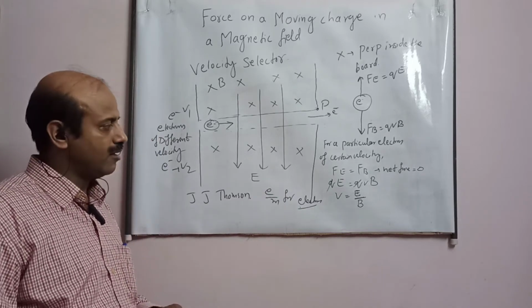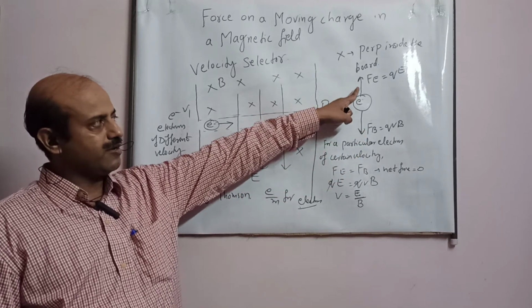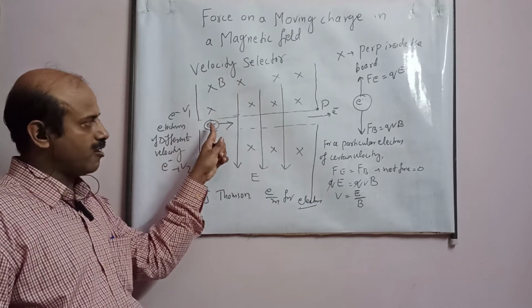Okay, student. Now for finding the direction of force, student, once again you can check. This is very easy. Electric field is in the downward direction. It is an electron, a negative charge.